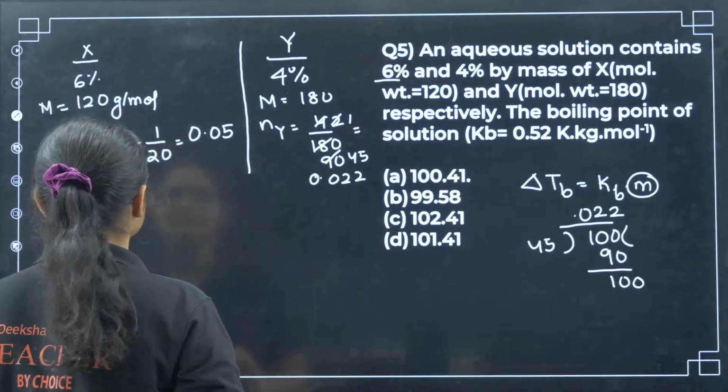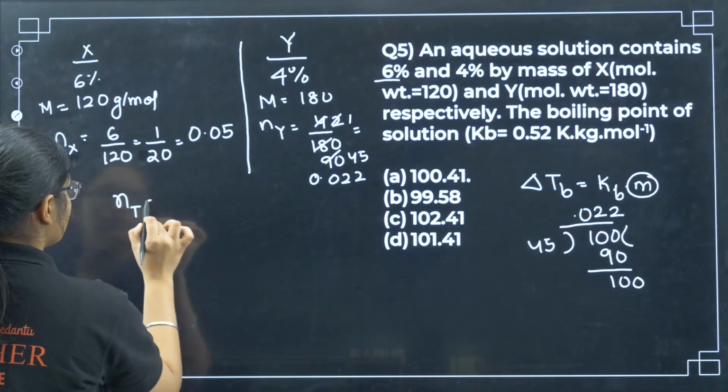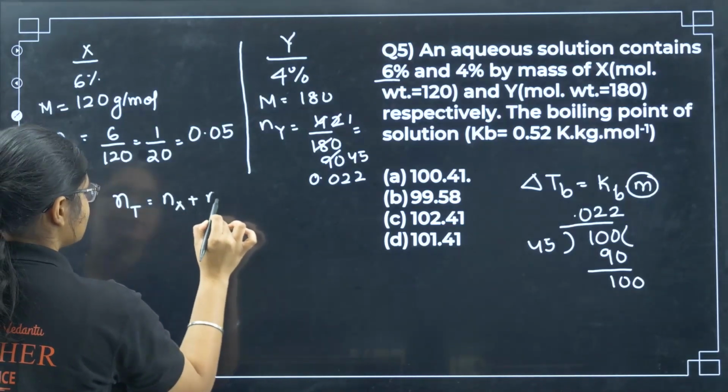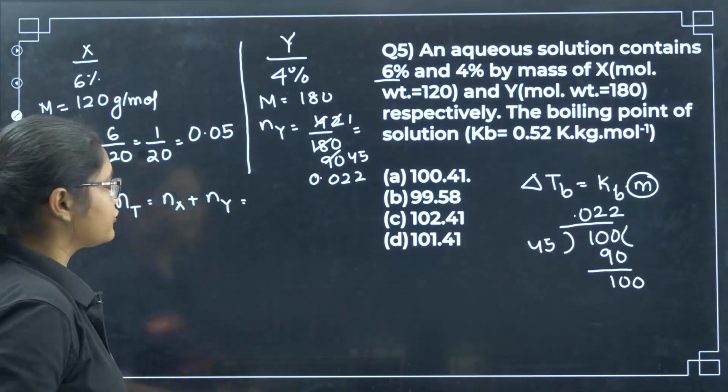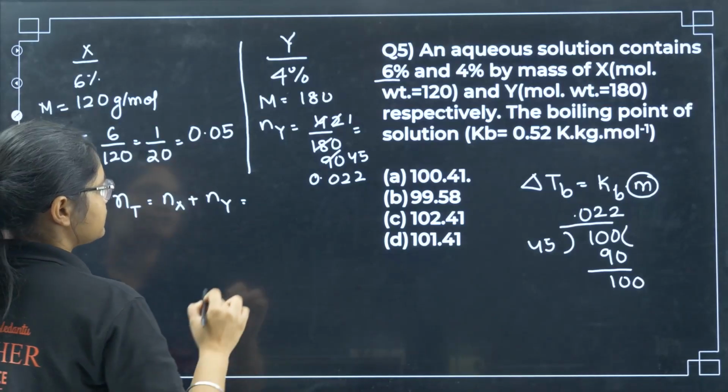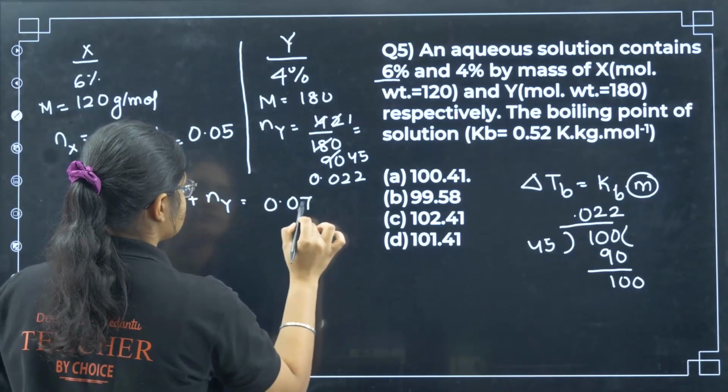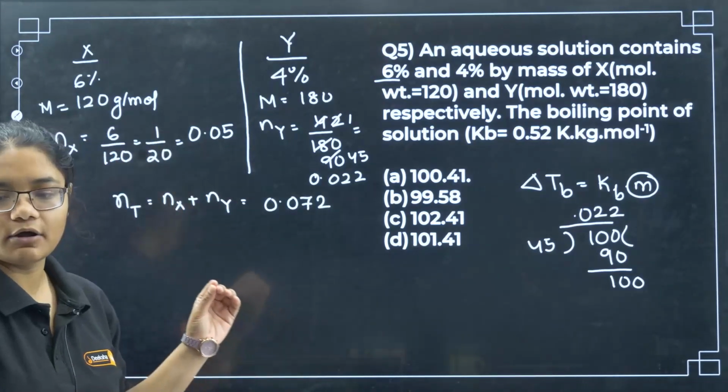Okay, now what is the total number of moles? Total number of moles is number of moles of X plus number of moles of Y. So that is 0.05 plus 0.02, so I will get 0.072. This is the total number of moles.